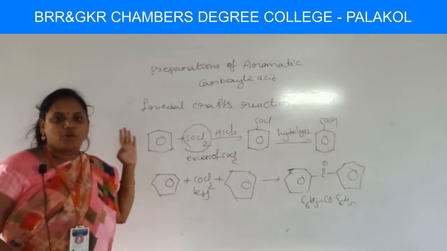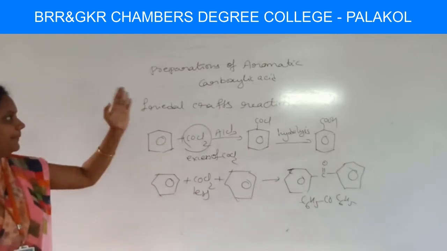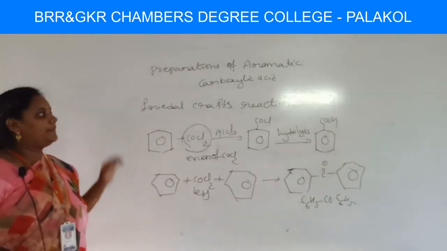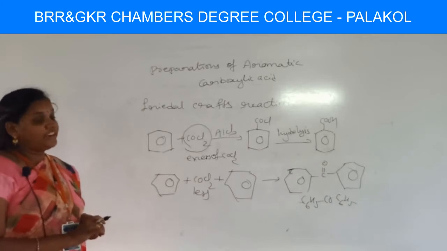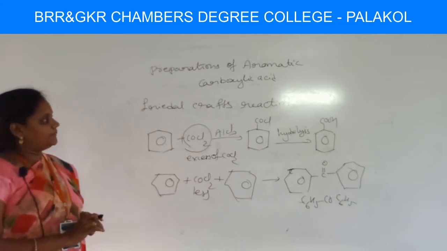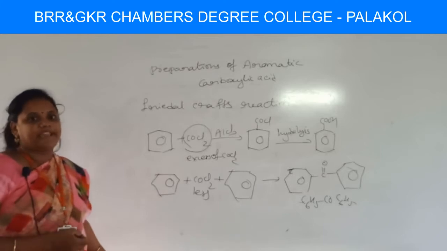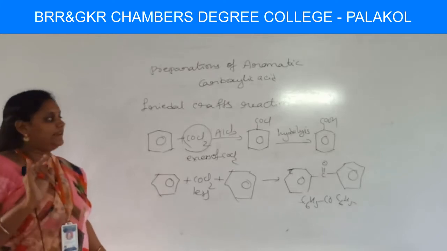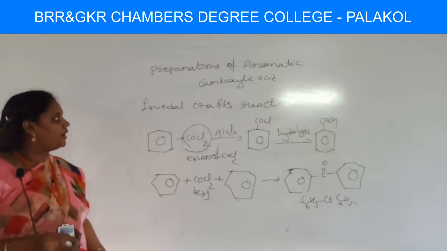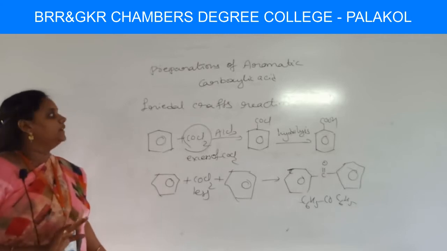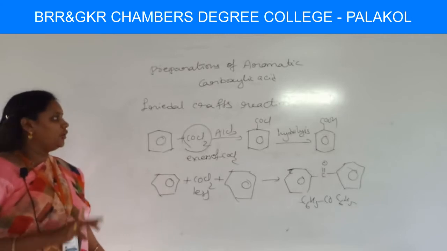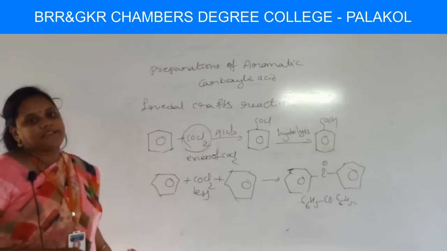Okay, this is the fourth reaction of preparation of aromatic carboxylic acids from Friedel-Crafts reaction. So the first reaction is Kolbe reaction. The second reaction is oxidation with KMnO4. The third reaction is from toluene, and the fourth reaction is Friedel-Crafts reaction.